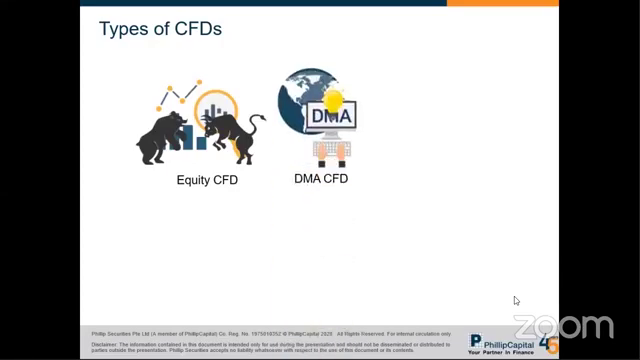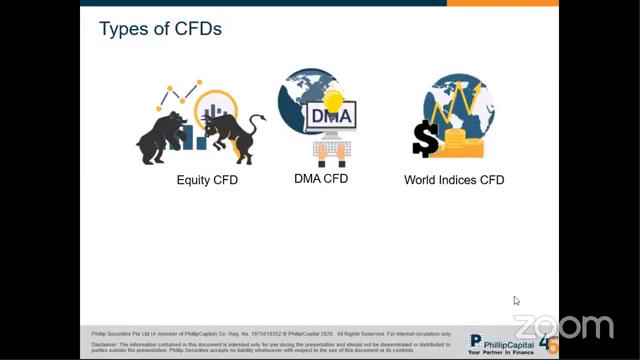There's also DMA market, which is direct market access. CFD is only offered for the Singapore market, SGX, because for equity CFD, you cannot participate in the pre-opening or post-closing of this market. But with DMA, you can participate in the pre-opening and post-closing trading hours in the SGX market. It also allows you to trade on world indices like the S&P 500.